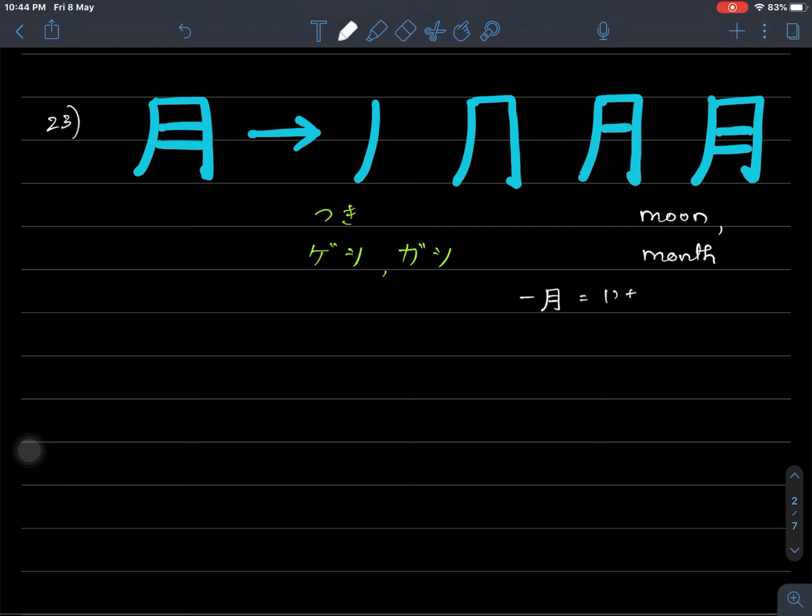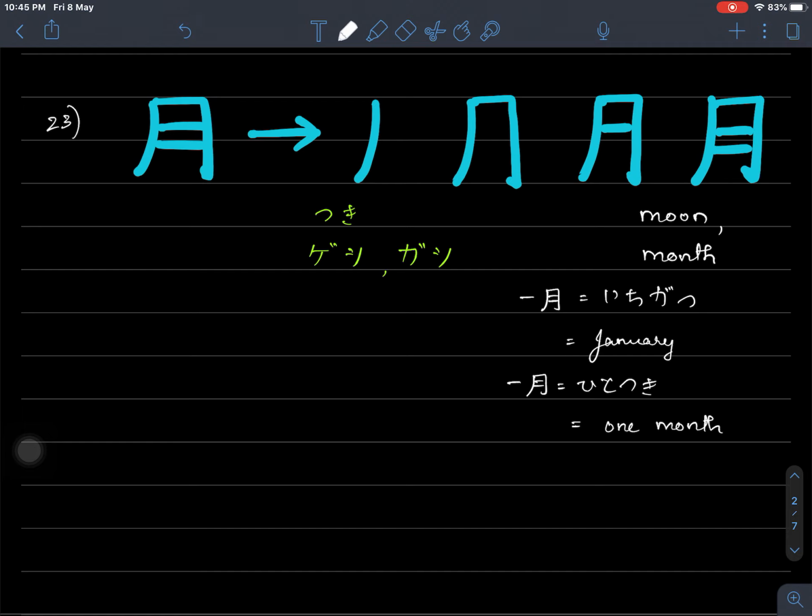So this is going to be read as ichigatsu, which means January. This again can also be read as hitotsuki, in which case it means 1 month.